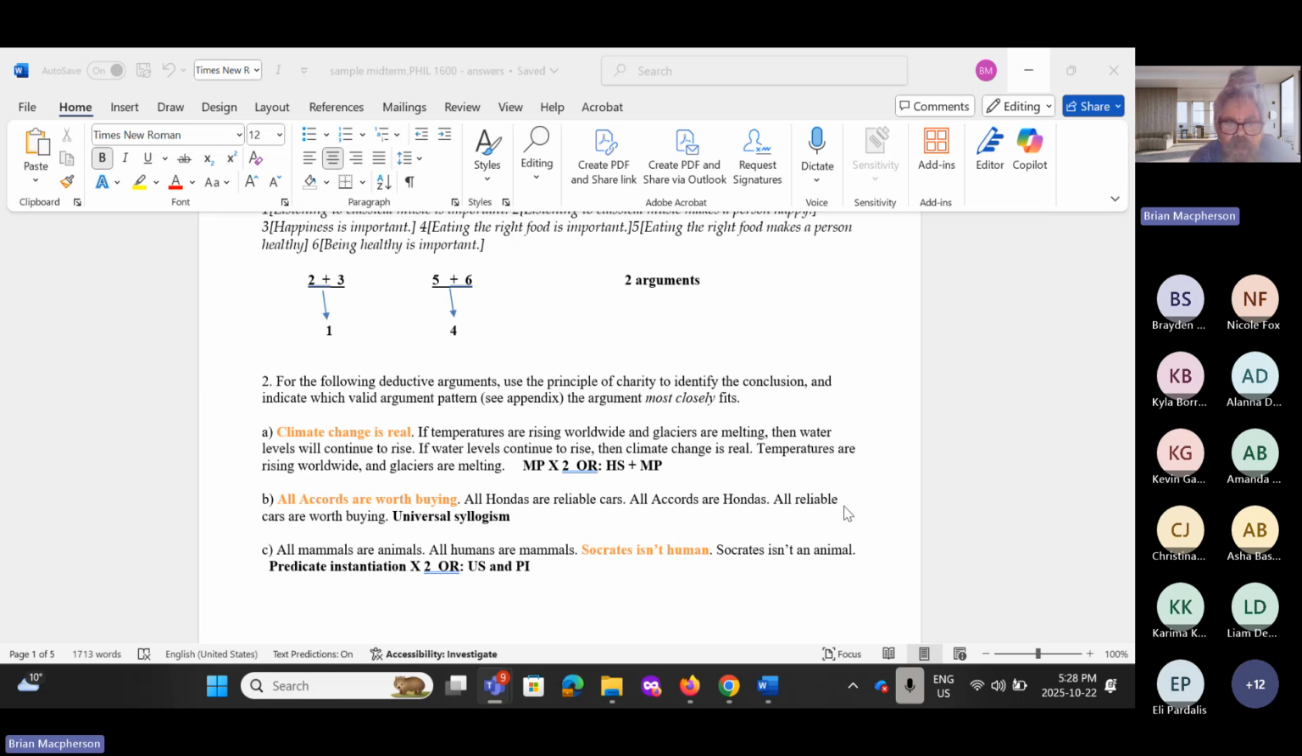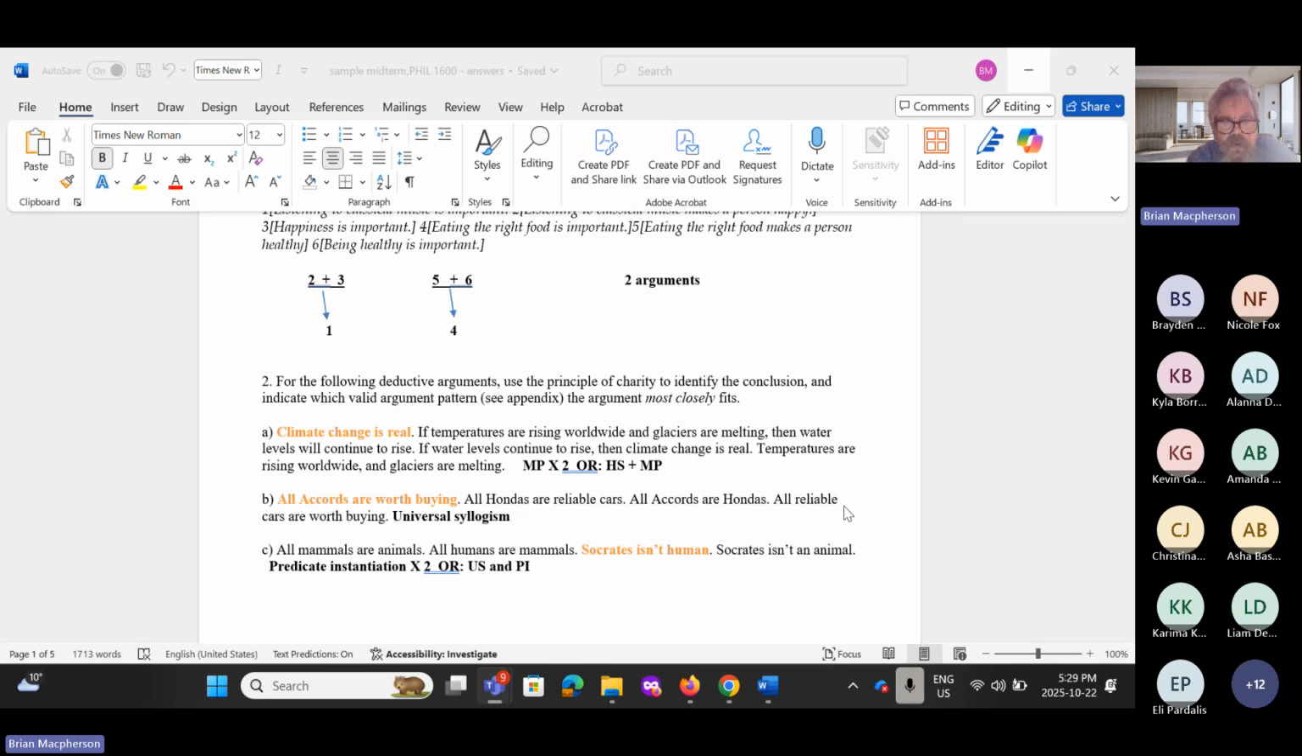Again, temperatures are rising worldwide and glaciers are melting. And if you put that together with if temperatures are rising worldwide and glaciers are melting, then water will continue to rise, then you get that water continues to rise. That's by modus ponens, right? Then if water levels continue to rise, then climate change is real. Well, that by modus ponens gives you climate change is real. All right. And so there's the argument.